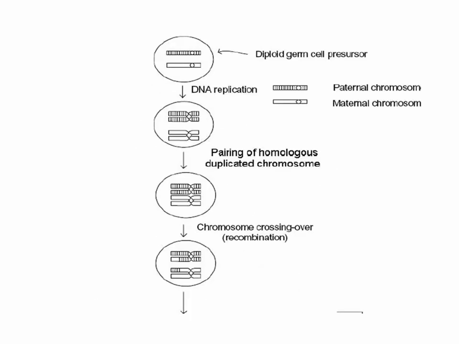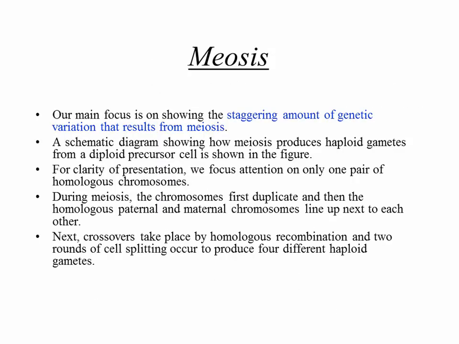Okay, so I'll just go over the text explaining this stuff. Meiosis we'll cover in detail later. Here I just want to show the large amount of genetic variation that occurs because of meiosis. So our main focus here is on showing the staggering amount of genetic variation that results from meiosis. A schematic diagram showing how meiosis produces haploid gametes from a diploid precursor cell is shown in the figure. For clarity of presentation, we are focusing attention on only 1 pair of homologous chromosomes.